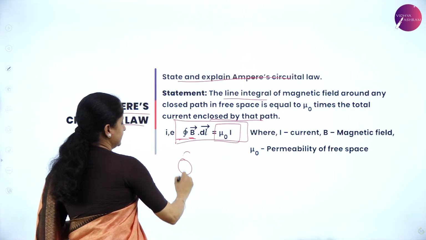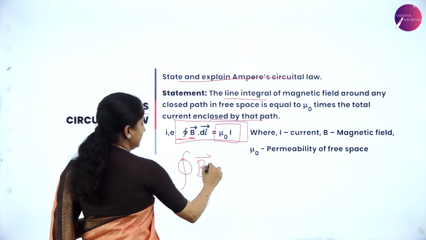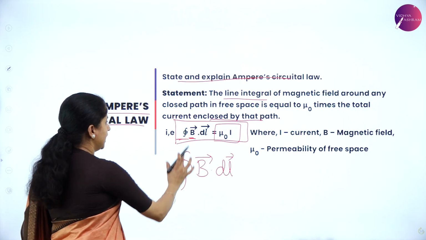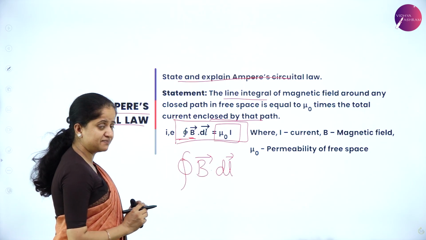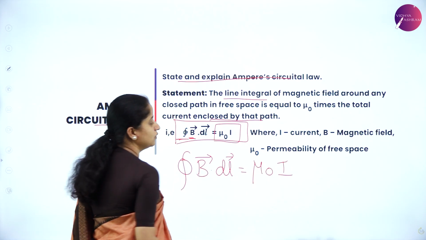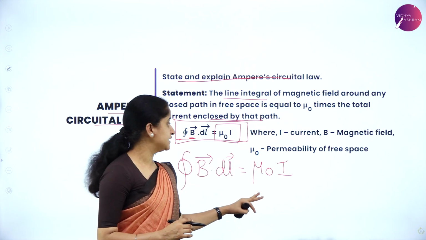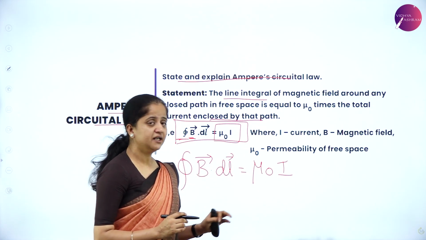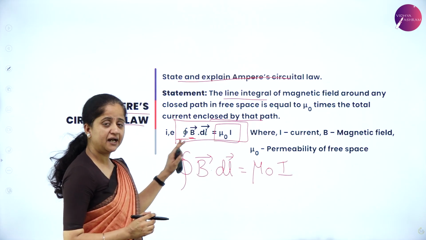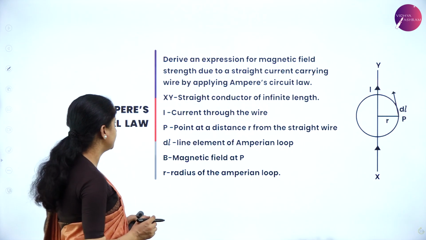The line integral of the magnetic field around any closed path in free space is equal to mu naught times the current enclosed by that path. Here mu naught is nothing but the permeability of free space, I is the current and B is the magnetic field. So this is the statement and expression for Ampere's circuital law, which is very important from the examination point of view.